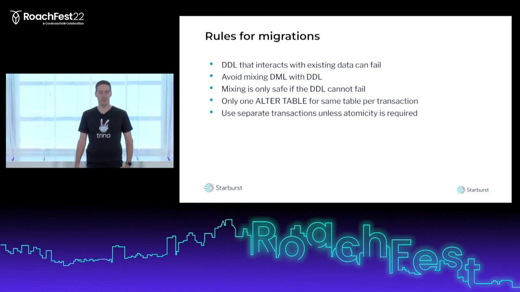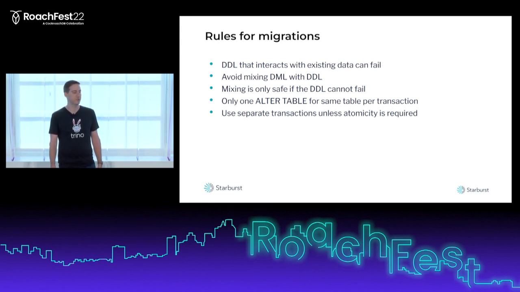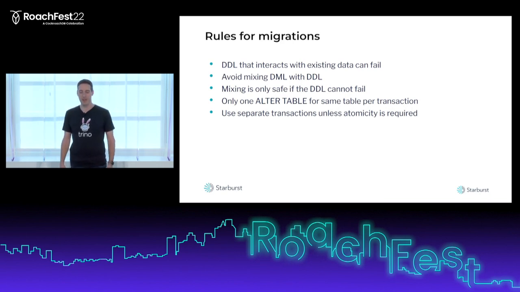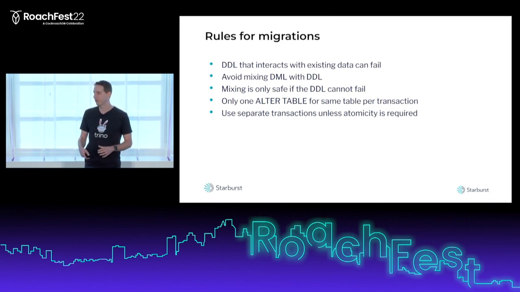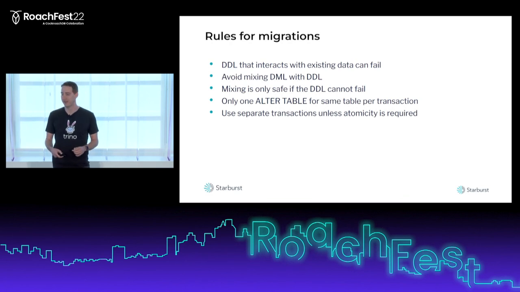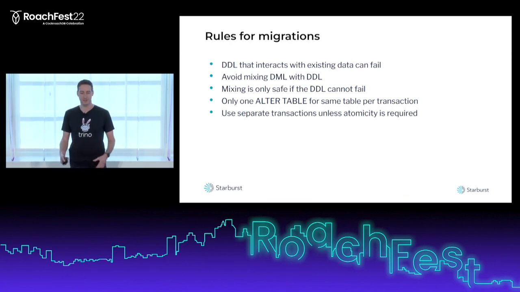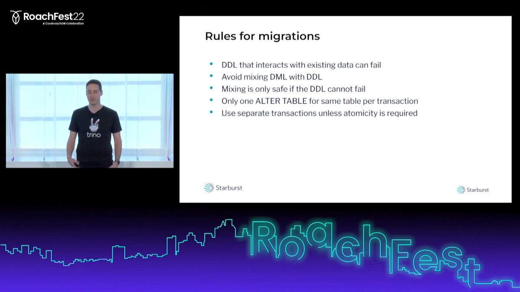Don't try to do multiple alter tables for the same table in the same transaction, like as we previously saw, because it probably won't work. So just generally, use separate transactions for your migrations, unless you absolutely have to have that atomicity in the same transaction. And if you do put stuff in a transaction, test it thoroughly on a copy of your data to make sure that it's actually going to work.